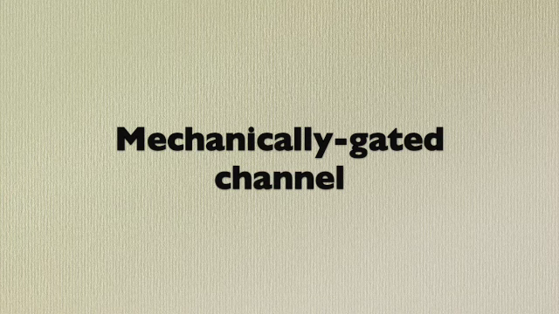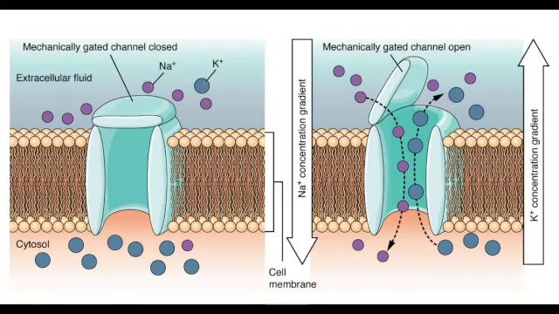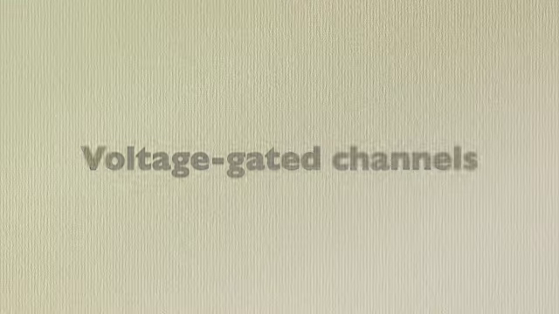Mechanically gated channel. Mechanically gated channels open by a physical distortion of the cell membrane. For example, when a touch receptor is activated by pressure on skin, physical sensation is felt because a mechanically gated channel opens in response to the pressure.